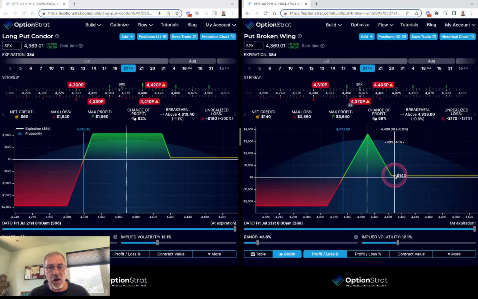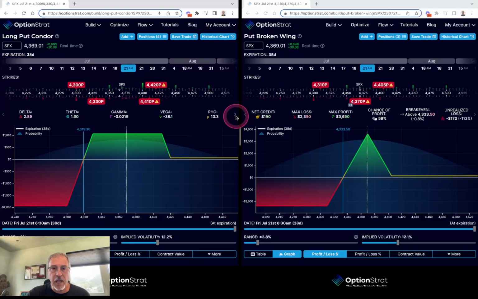So in these trades, the goal is to figure out: do you want a wide range on your tent with a lower peak profit, or are you looking to have this higher level of peak profit? Our chance of profit is very similar in both of these, 62%, 59%. Now, let's take a look at the Greeks.